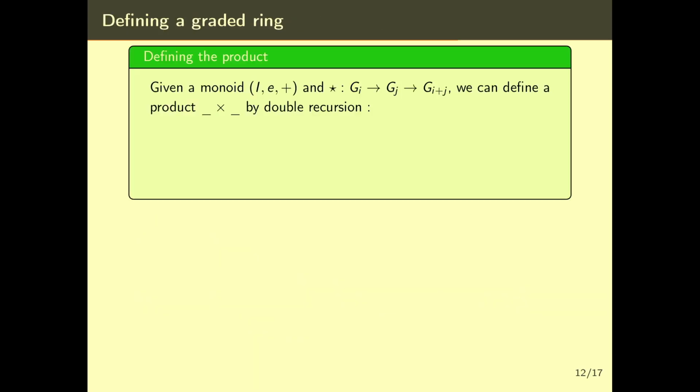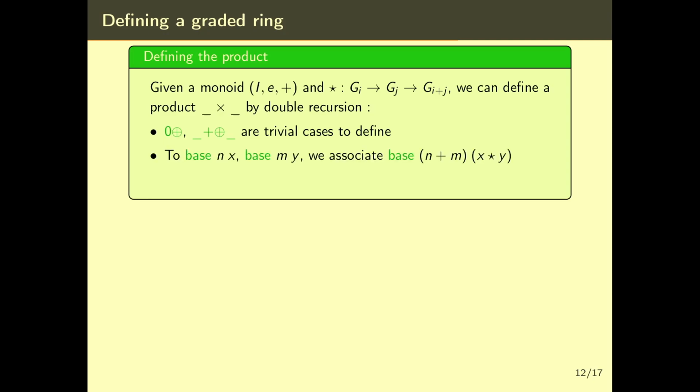For instance, let's try to define a product as we were doing before. So let's be even more general than before. Let's take a general monoid, a general graded operation over the monoid to get graded rings. Well, we can define a product by double recursion. And it's going to be very easy because in the 0 or the plus case, it's trivial because in a ring, 0 cancels multiplication and it distributes over plus. If you're in the base case, well, you can just multiply x and y in the base case, and then you get in base of n plus m.